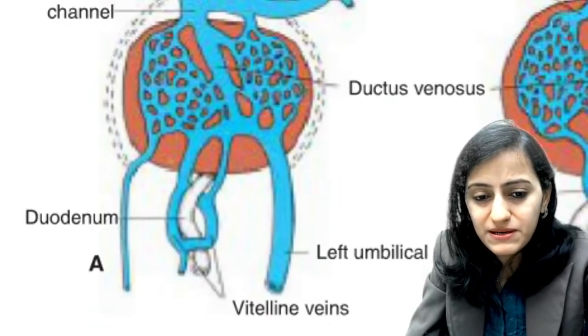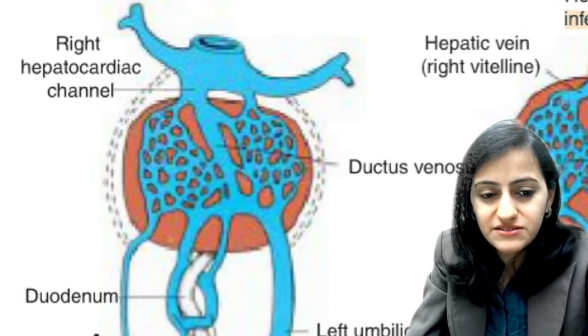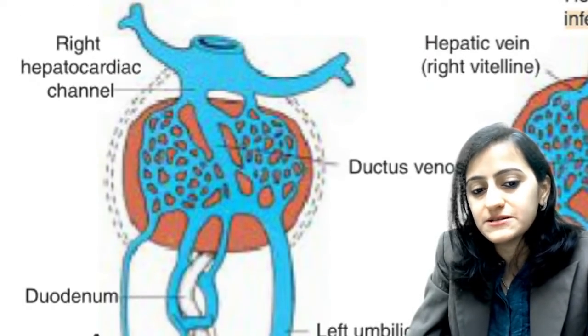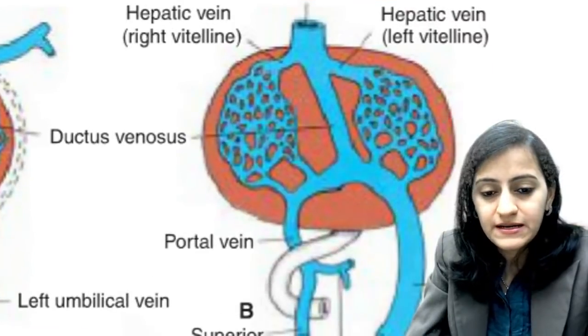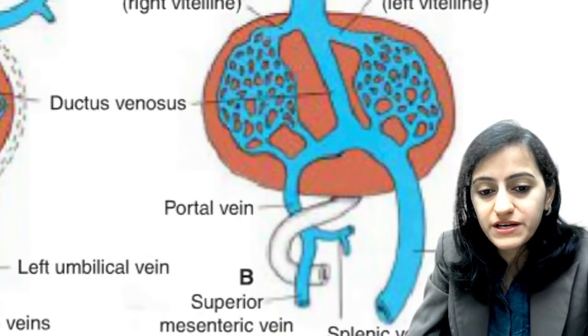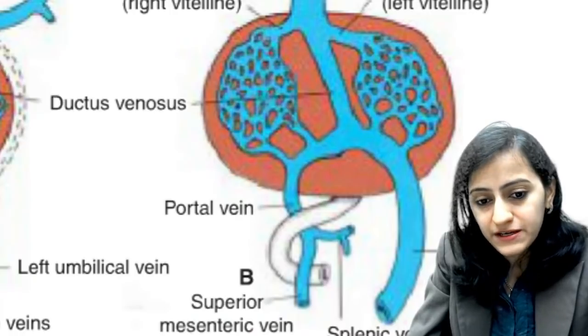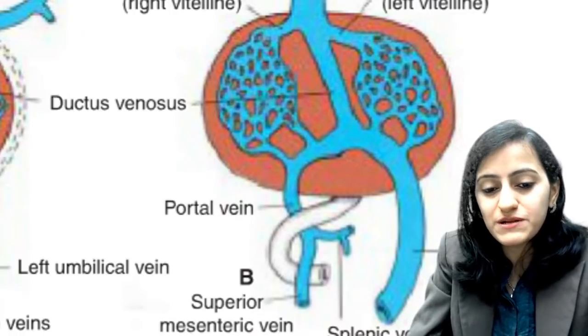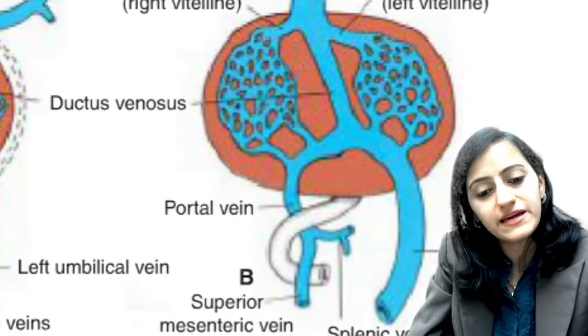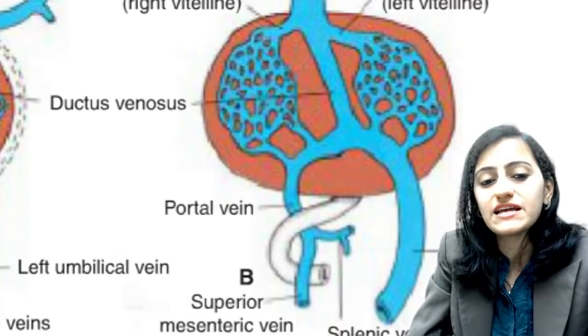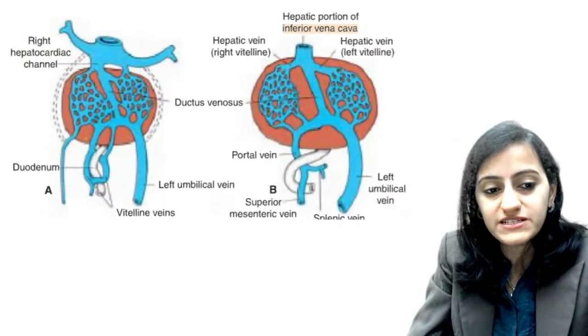This is the left umbilical vein. You can see this ductus venosus connecting to the IVC. Okay, that's the ductus venosus. Look at how the portal vein is formed here, right? The vitelline vein, which was there surrounding the duodenum. You have the superior mesenteric vein, you have the splenic vein, then forming the portal vein. All this is from the vitelline vein. Okay, all this is from the vitelline vein.